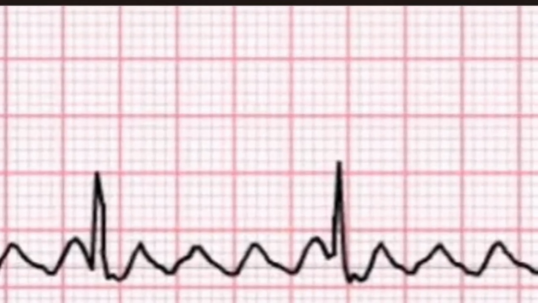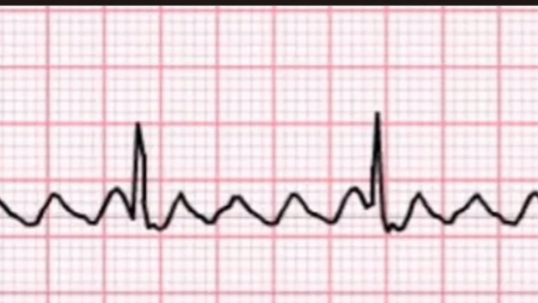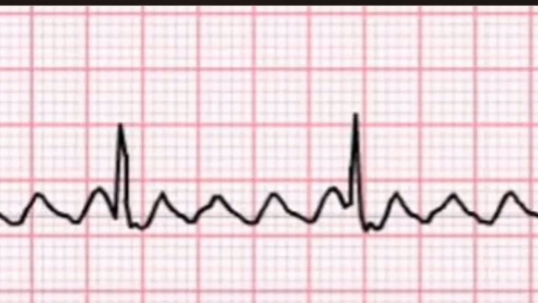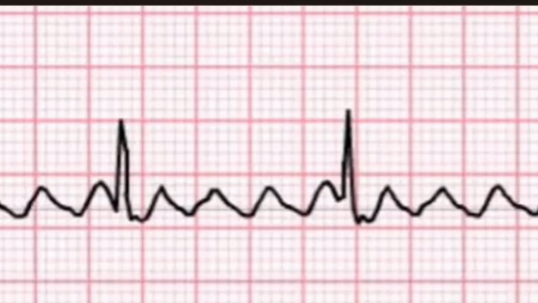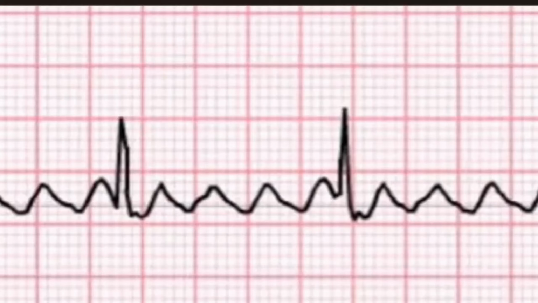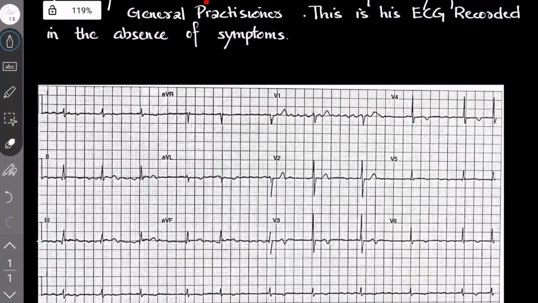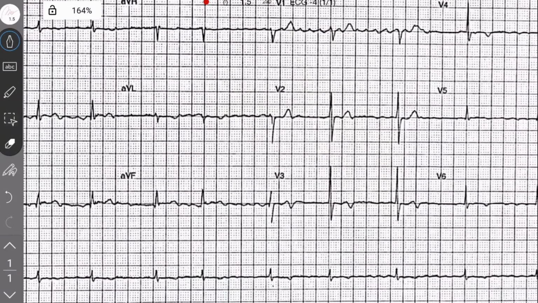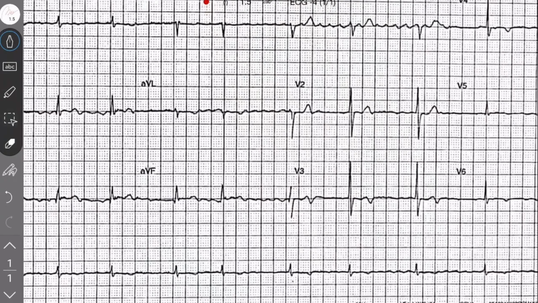Here we can differentiate between fibrillatory waves and flutter waves. Flutter waves are more of a sawtooth pattern, but fibrillatory waves are more irregular. Here you can see a sawtooth or undulating appearance; these are flutter waves. When we look at this, these are fibrillatory waves, with no sawtooth or undulating appearance.